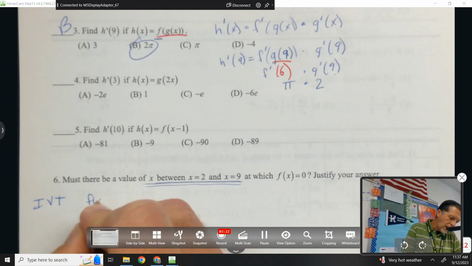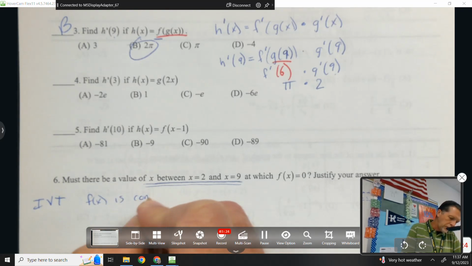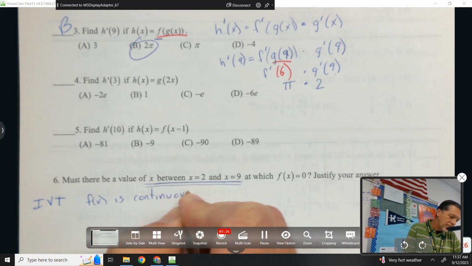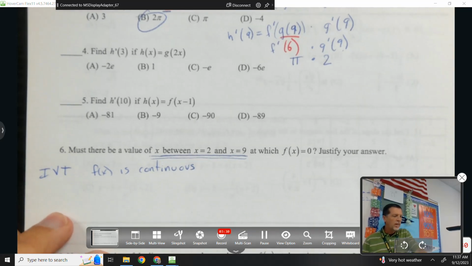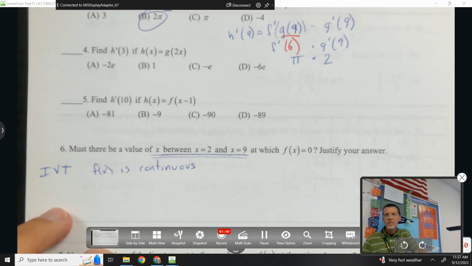So I need to say f of x is continuous. We have to write this? Yes. You have to write f of x is continuous. Now you have to also say why it's continuous if it doesn't just specify that it is, and it doesn't say that it is. So how do I know that f is continuous? Other than they're asking me for IVT, so it has to be continuous. But how do I know that f is continuous?